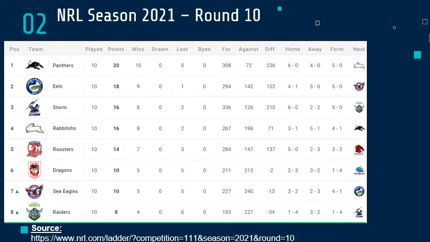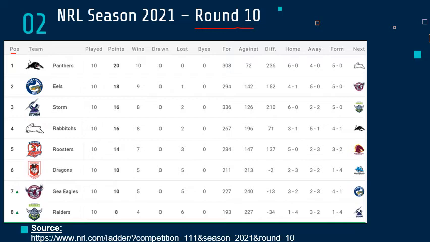All right, let's look at a table now, and this is the NRL season for 2021, and it's round 10. So it's about halfway through the season. I think it's like 21 rounds. You'll have a similar table to this in your work for today. So I'm going to go through how to read it. Here I've got the position, which is which team is coming first. This is what we call the NRL ladder.